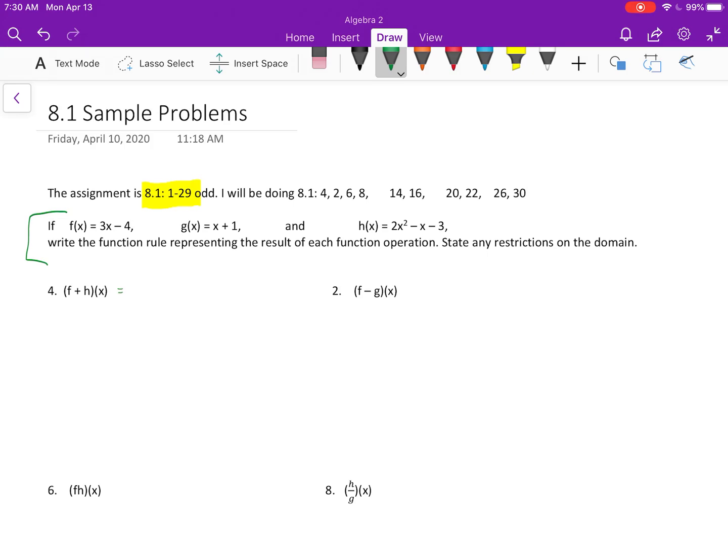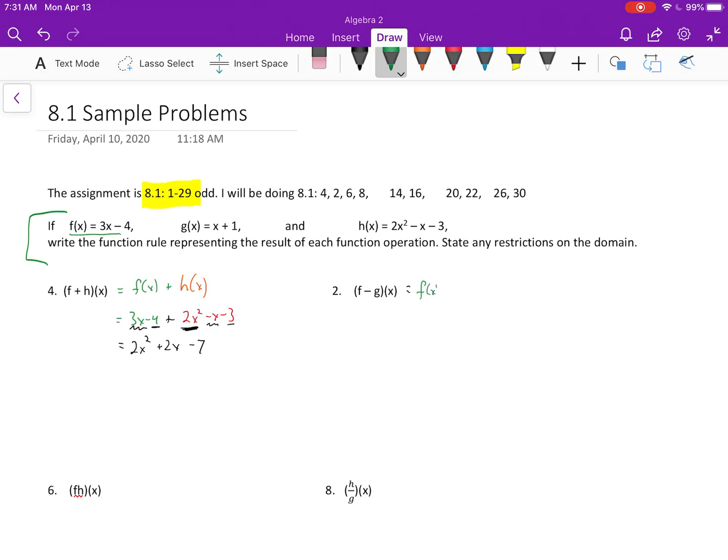So let's look at number 4, f plus h of x. Well, this simply means you're going to add f of x plus h of x. That's it. So f of x is 3x minus 4. And we want to add h of x, which is 2x squared minus x minus 3. And so we're just adding those. We add like terms. We're going to start with the 2x squared because that's the highest degree. And then 3x minus x is 2x. And lastly, we have negative 4 minus 3 is negative 7. And that's it. That's all you do.